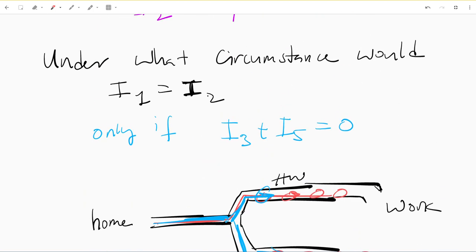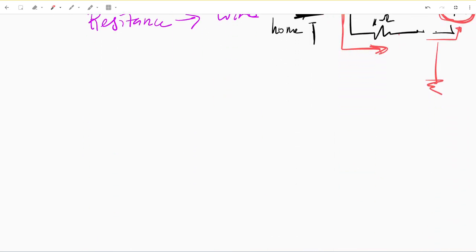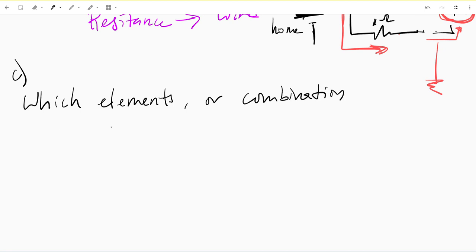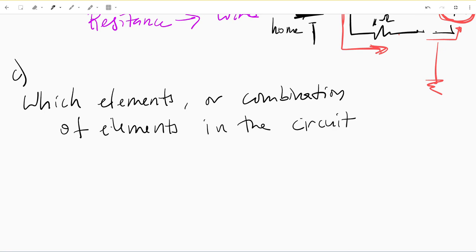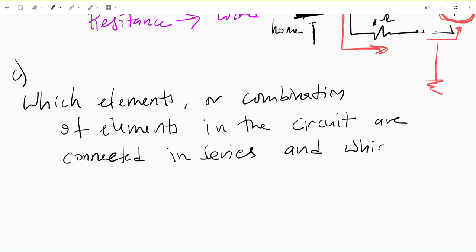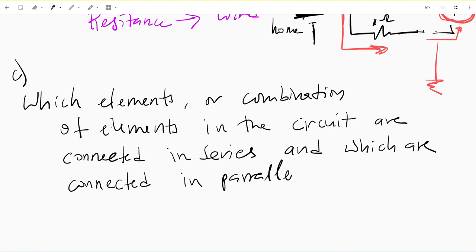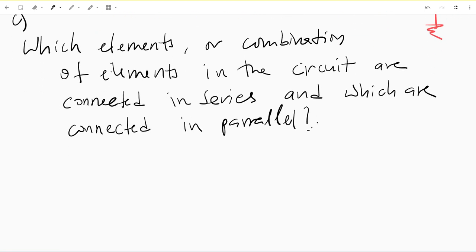All right. So to continue our example, we want to ask the question: which elements or combination of elements in the circuit are connected in series and which are connected in parallel? Now, again, pause the video and see if you can work that out.